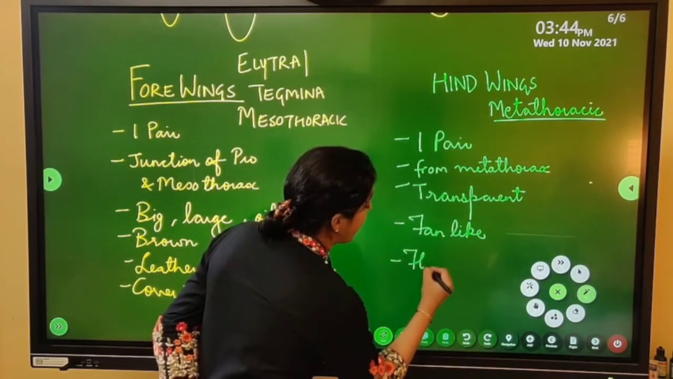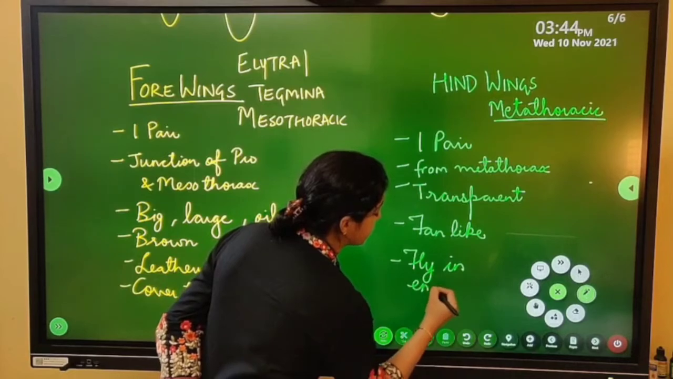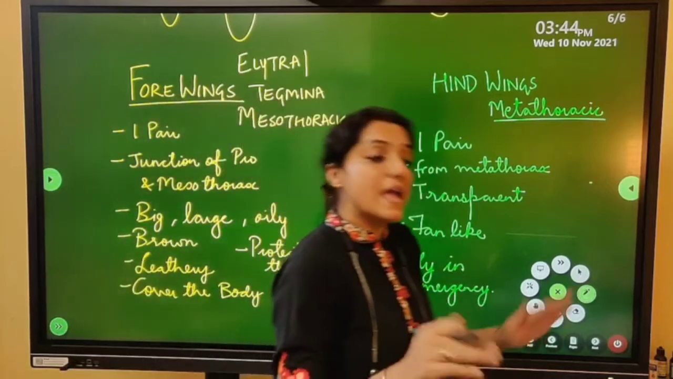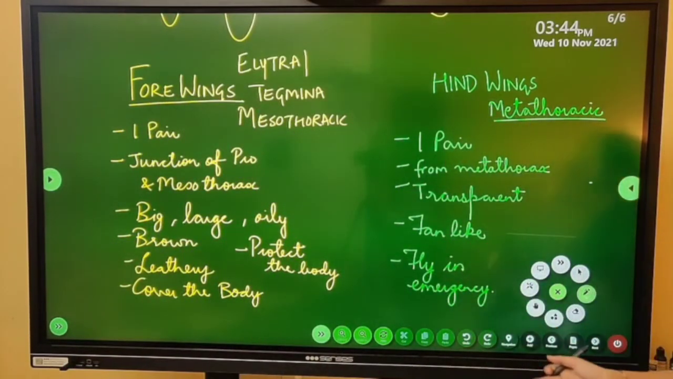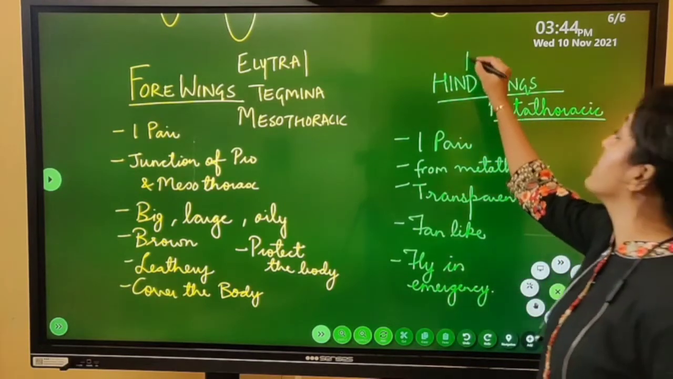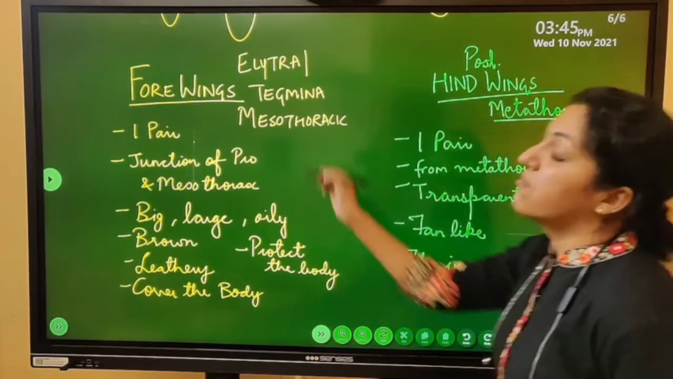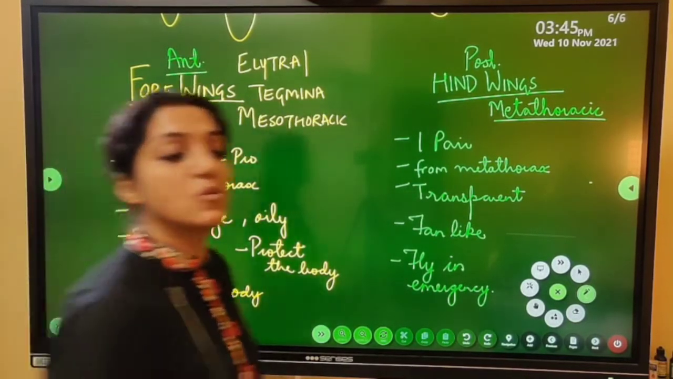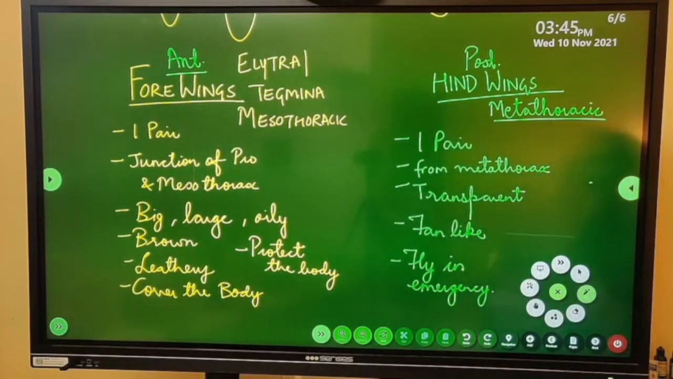They help it to fly in emergency. So cockroach normally उतना high fly नहीं करता है. Emergency में जब वो अपनी जान बचाने के लिए fly करता है, it is these hind wings which help it to fly. They are also called posterior wings or the hind wings. 4 wings are also called anterior wings. All these words you will see in your MCQs. So this is about the thorax and the wings.